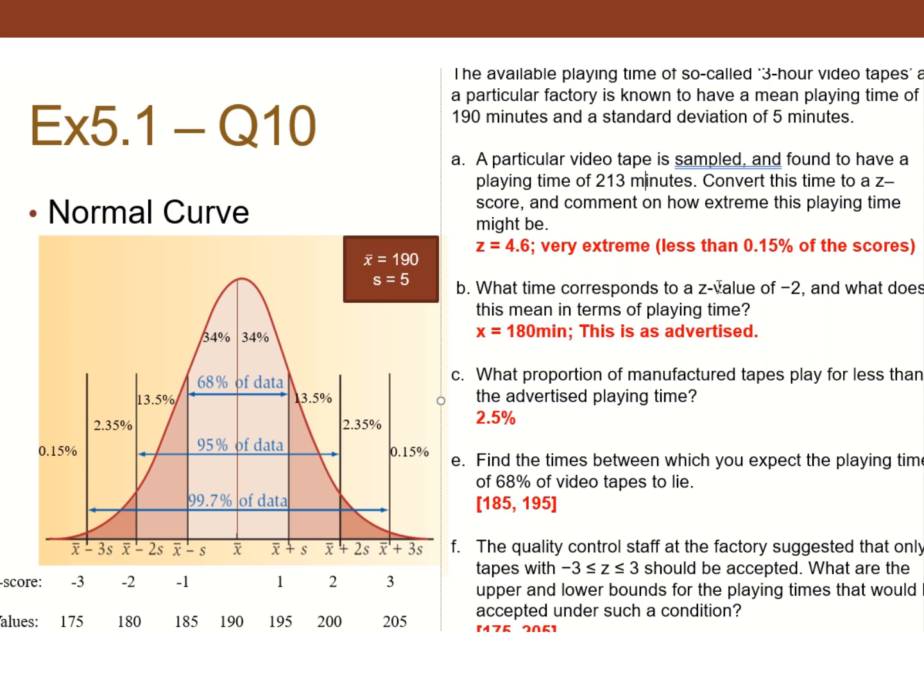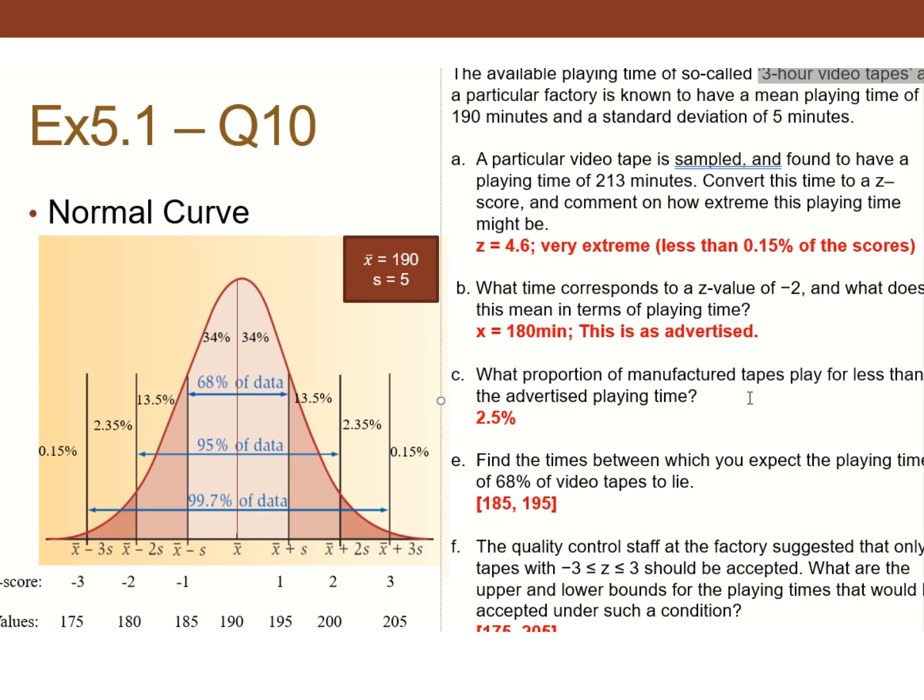What time corresponds to a z-value of -2? Now they're telling you the z-score is -2. They want you to find the data. We've done one question like that, so just plug it into the formula. It will be 180 minutes. What does that mean? It has the advertised playing time. The advertised playing time is 180 minutes.